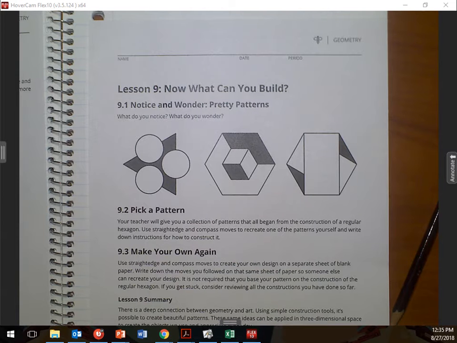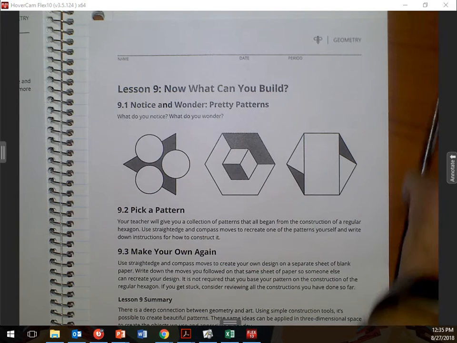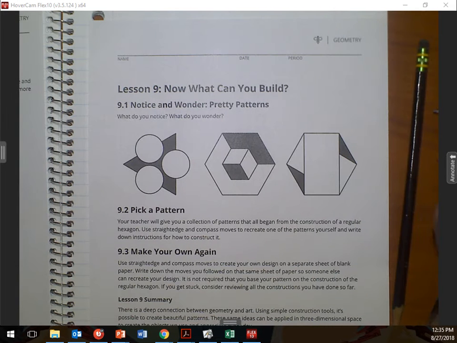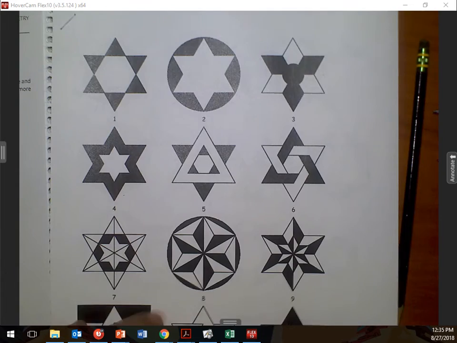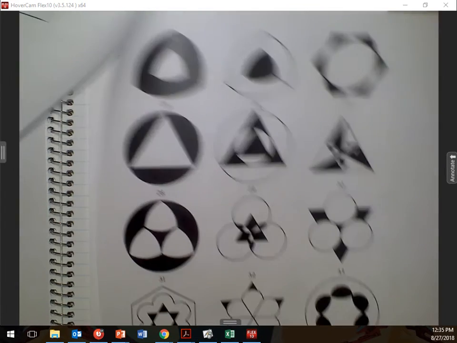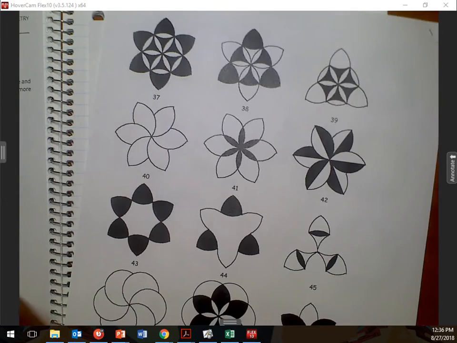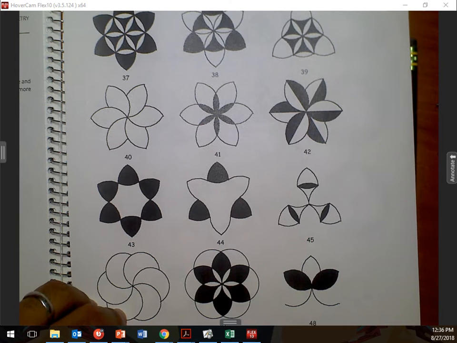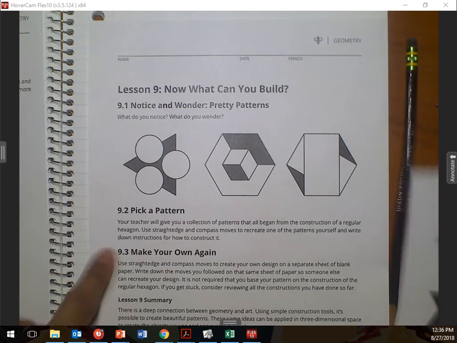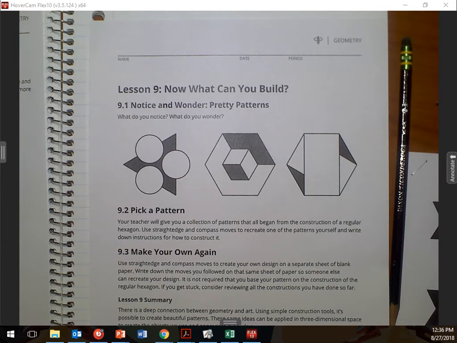Okay, so let's take a look at 9.2 here. Pick a pattern. Second one. Third one. I don't have that paper. Because you and your partners actually have one. Oh, 5. Let's go with 5. I like 5. It goes all the way to 48. No, 29. I like number 1. Now, with you and your partners.